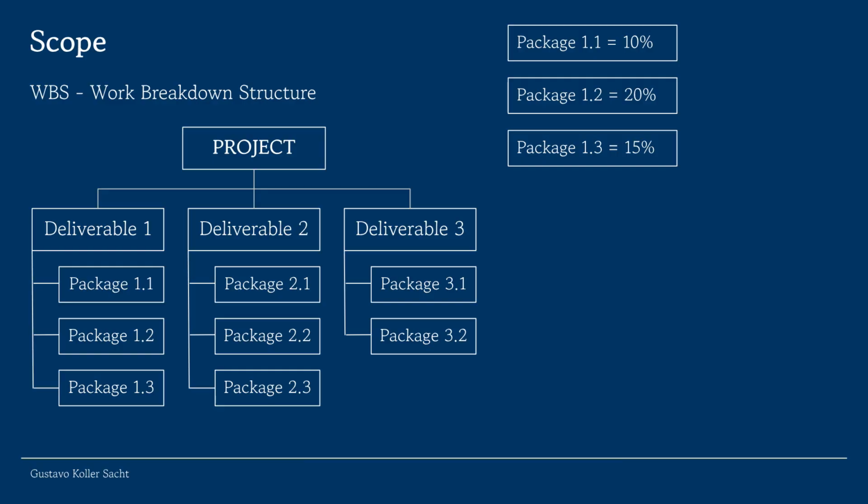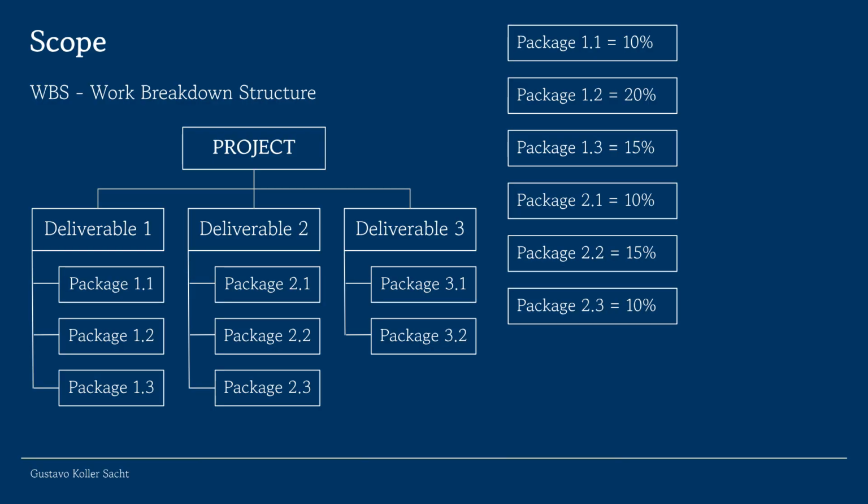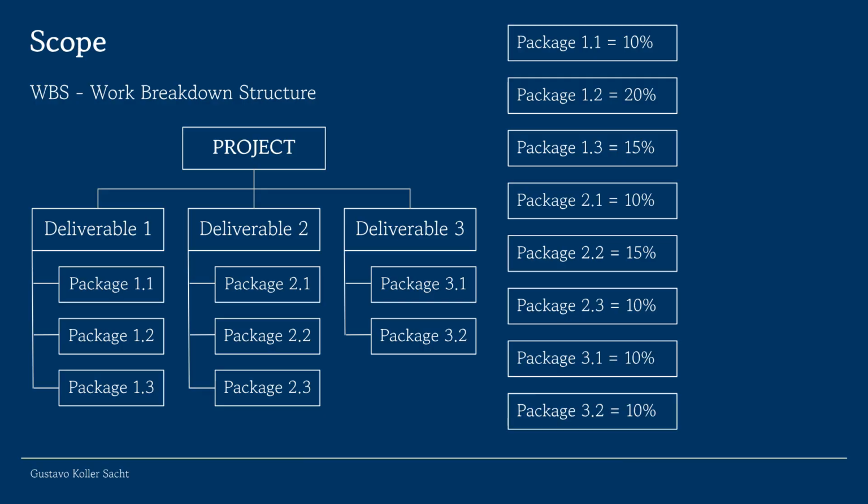For example, package 1.1 is 10%, 1.2 is 20%, and 1.3 is 15%. Similarly, we assign percentages to the remaining work packages. We continue assigning percentages to all packages to define the entire scope. If a deliverable is a milestone, we can calculate the percentage of completed work for that milestone. For example, for deliverable 1, 45% is estimated for the milestone.